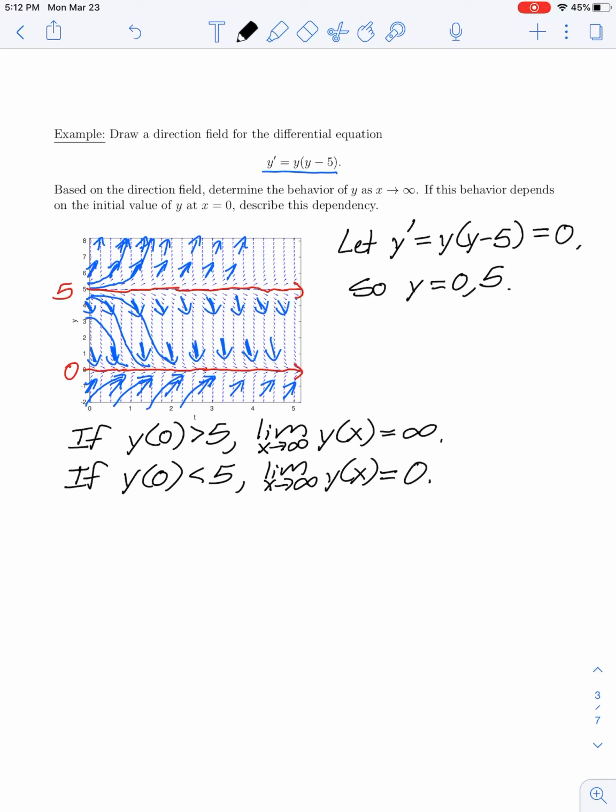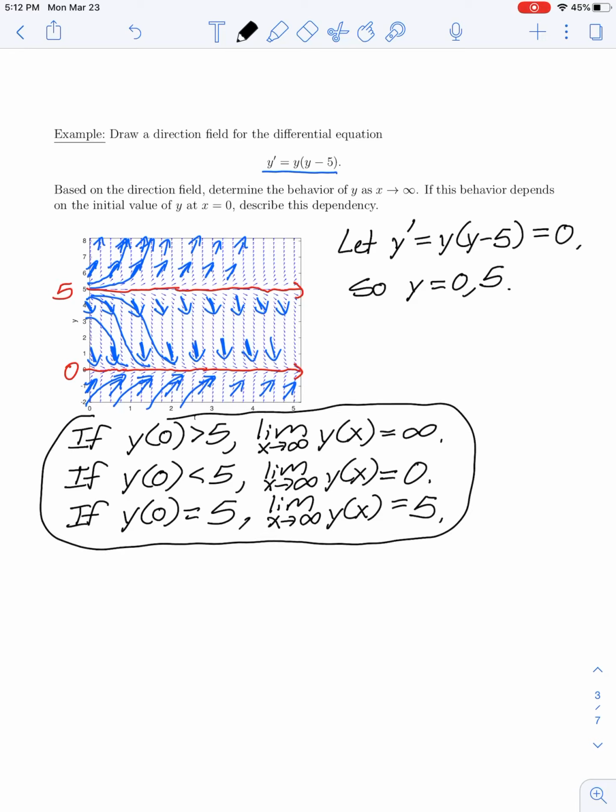Now, the only other case which we haven't yet described is the case that y naught is exactly equal to 5. And in the case that y of 0 is 5, we have an equilibrium or constant solution for y. y would always be equal to 5, so its limiting value would still be 5. So here we've managed to sketch our direction field, and based on that direction field, describe what the limiting behavior of our solutions might be as x becomes large.